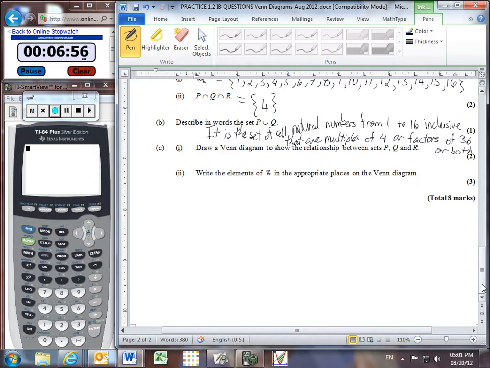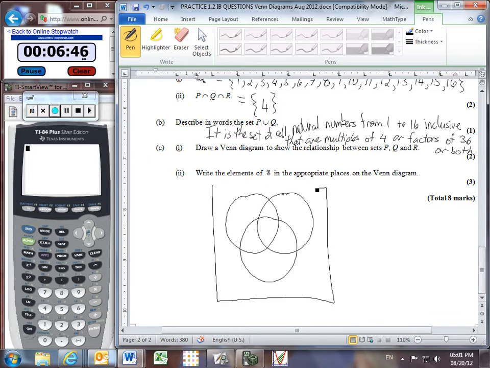Now, just to make sure that things are plenty big enough, I'm going to draw my circles first. And now I can draw my box around the outside. And that's my universal set that we are denoting with a capital U. We'll label the 3 circles. Very important that we label the 3 circles and the rectangle on the Venn diagram. And now we need to demonstrate the relationship. We're now on to part I. Write the elements of our universal set in the appropriate places on the Venn diagram.